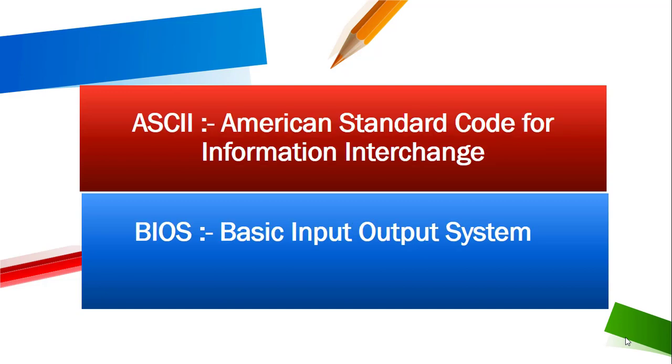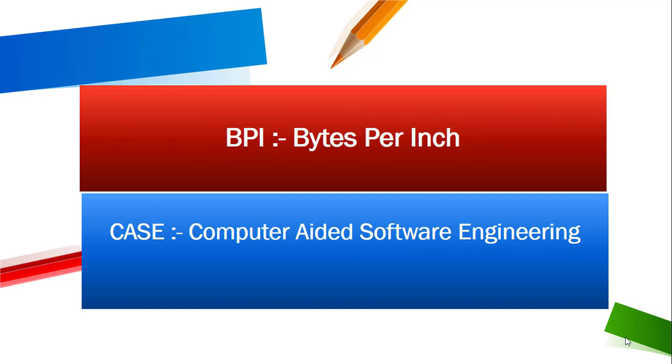Next one we have is ASCII. It stands for American Standard Code for Information Interchange. BIOS stands for Basic Input Output System. BPI stands for bytes per inch, and 1 byte is equal to 8 bits. CASE stands for Computer Aided Software Engineering.